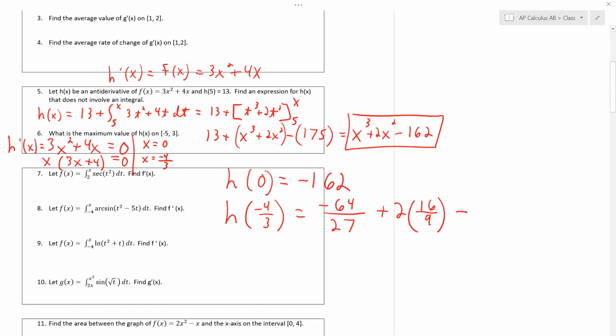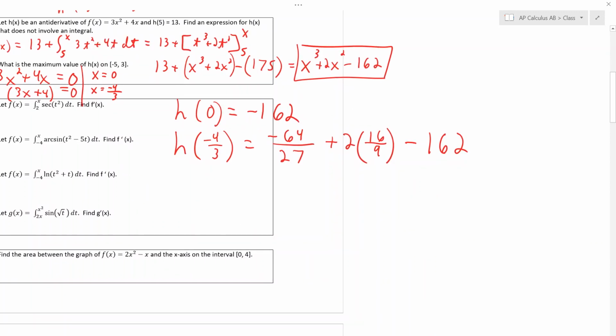Minus 162. Okay? This is a pain. I'm not going to make you do this without a calculator. So we can just throw this into a calculator. If you had to do it without a calculator, you'd get a common denominator, but 27ths and 162, it's going to be too much. I don't feel like doing that.